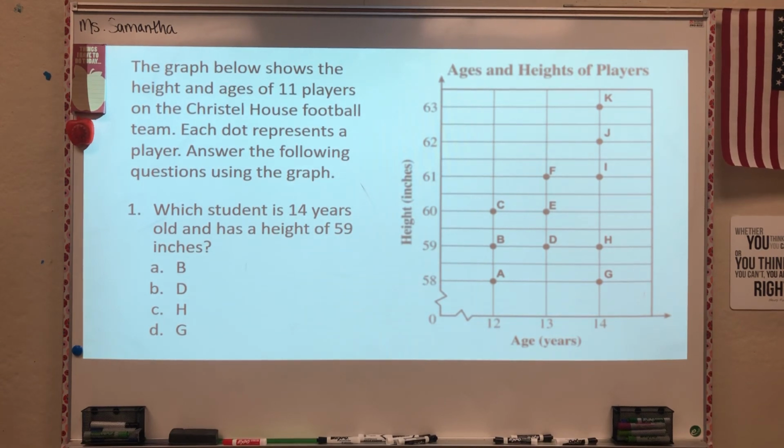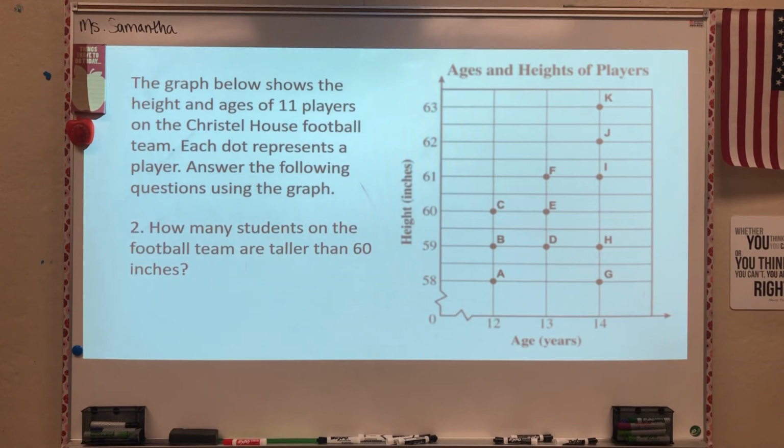The first part of this is which student is 14 years old and has a height of 59 inches. Go ahead and try that. All right. The second question is, how many students on the football team are taller than 60 inches? Go ahead and try that one.